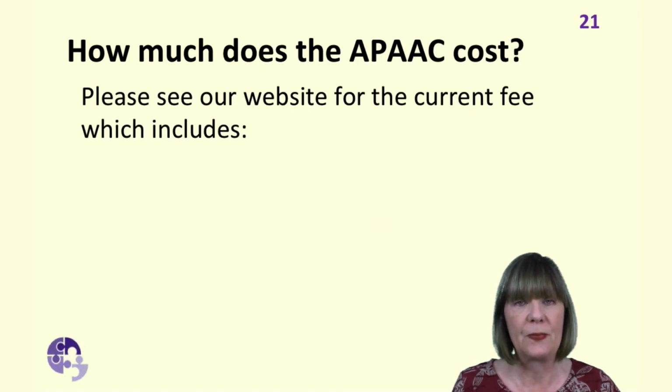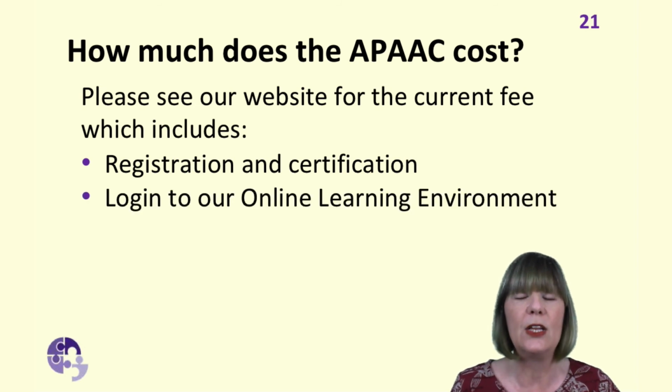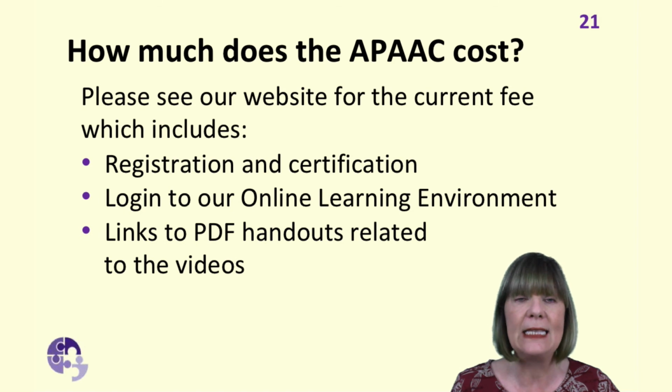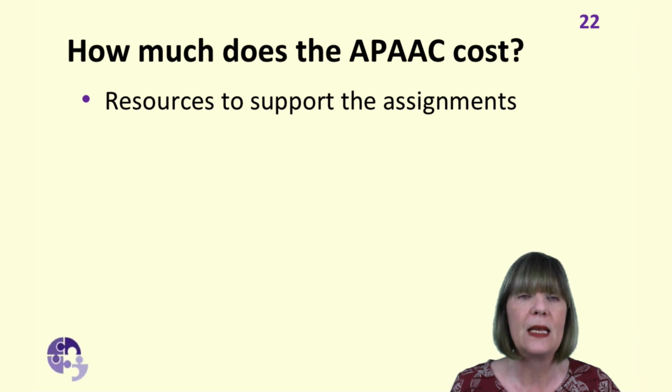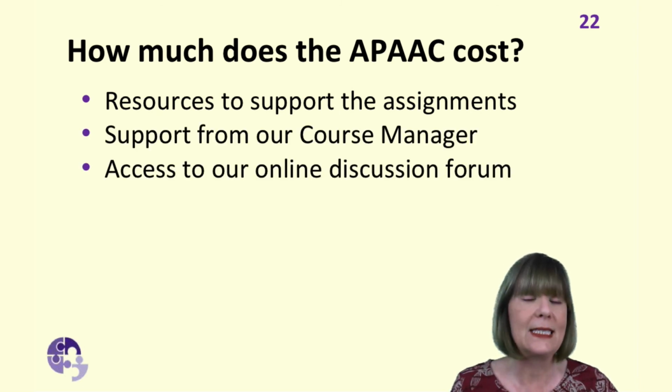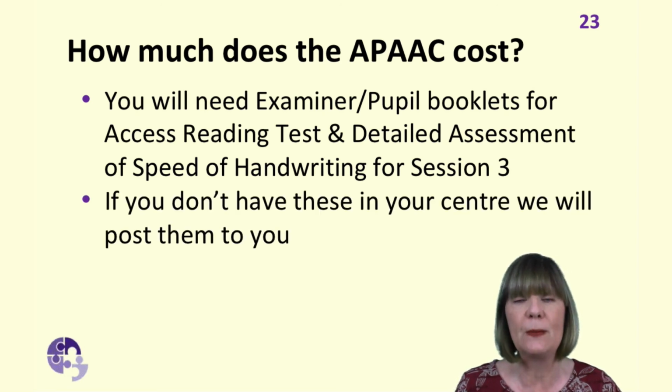How much does it cost? Well, you need to see our website for the current fee. And this includes registration and certification, a login to our online learning environment, links to PDF handouts related to the videos, resources to support the assignments, support from our course manager, access to our online discussion forum, and you will need examiner booklets for the Access Reading Test and the Detailed Assessment of Speed of Handwriting for Session 3, which is where we teach you to administer those tests. If you don't have these in your centre, we can post them to you, so please contact the course manager if you don't have them.